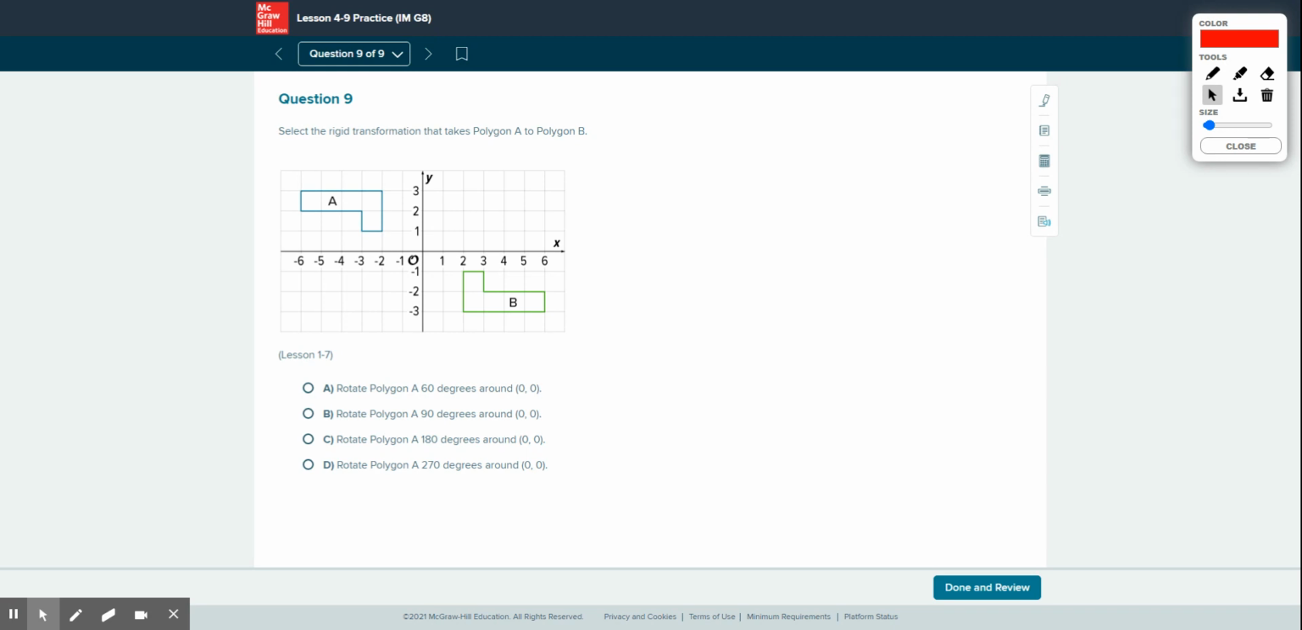The final problem here is just a review problem going back to lesson 1.7, talking about rotation. I will tell you just off the top, don't even consider A, because 60 degrees is really not reasonable. I want you to think this is in a completely different quadrant. It has a different appearance. 60 degrees would not get into another quadrant. Only 90, 180, and 270 would. This one is all up to you beyond this point.